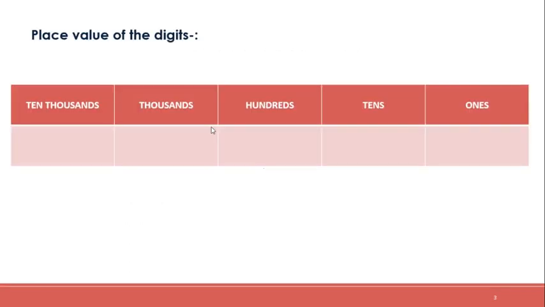So let's start. Let's start with how to find the place value of digits. If a number is written like 2, 3, 1, then what will be the place value of 1 here? It is ones, it is tens, it is hundreds, right? This is how we proceed. First ones, then tens, then hundreds, thousands, 10,000s, and so on.